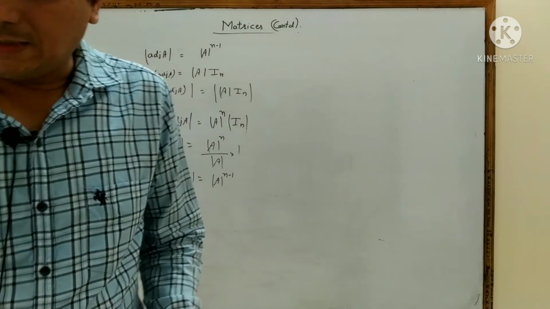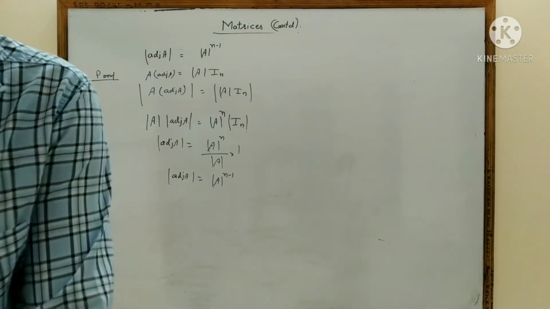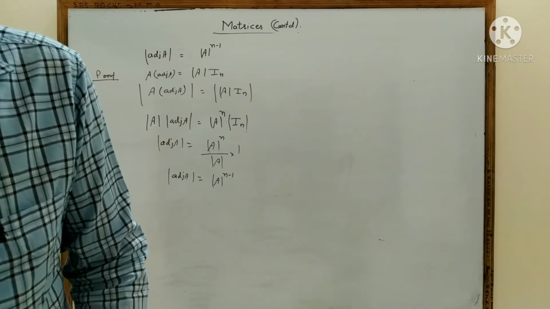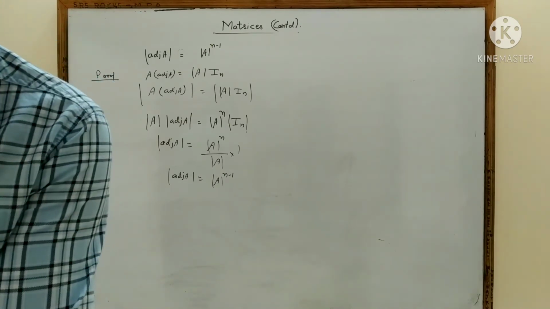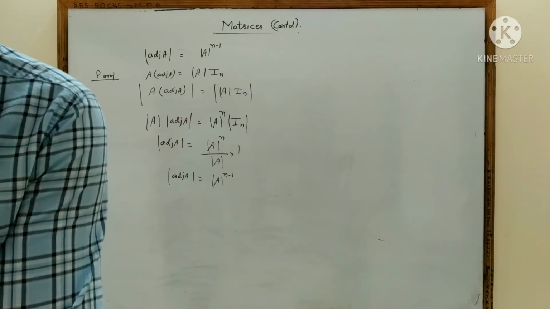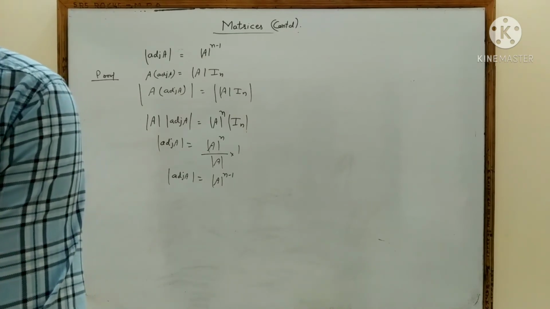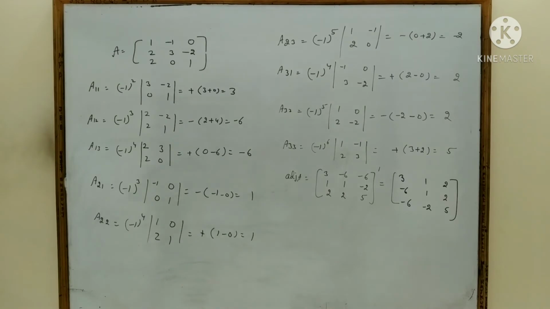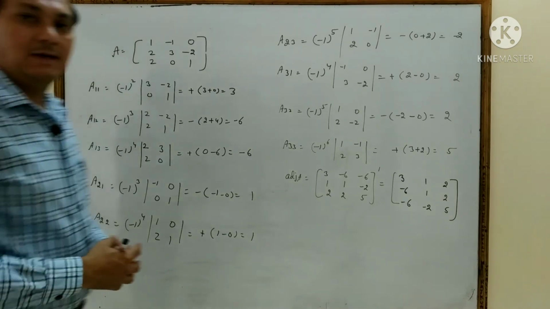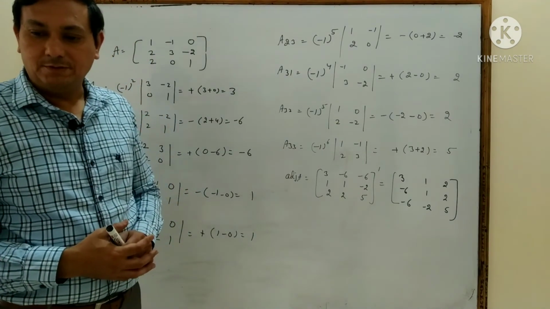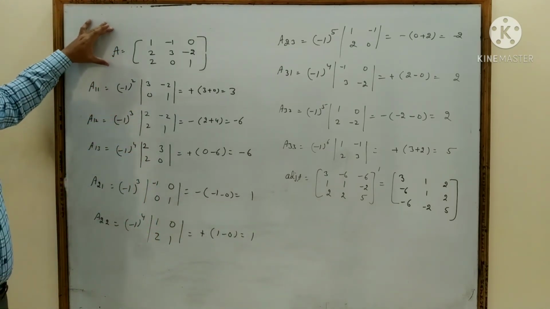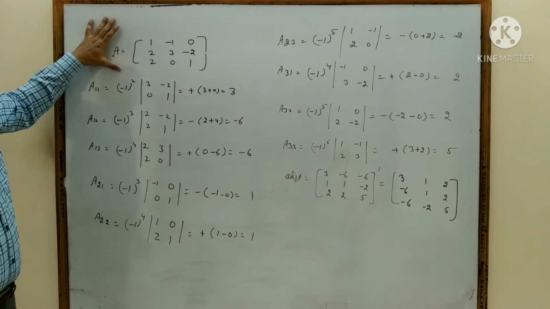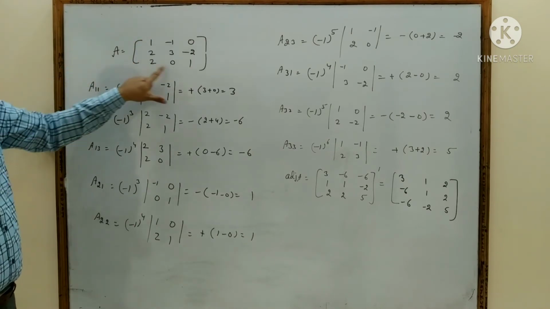There are some other properties of adjoint of A and we shall discuss them in the next video. So far we shall try some of the questions. Let us take one more question. We have to calculate the adjoint of A of this matrix, which is obviously of order 3 by 3.